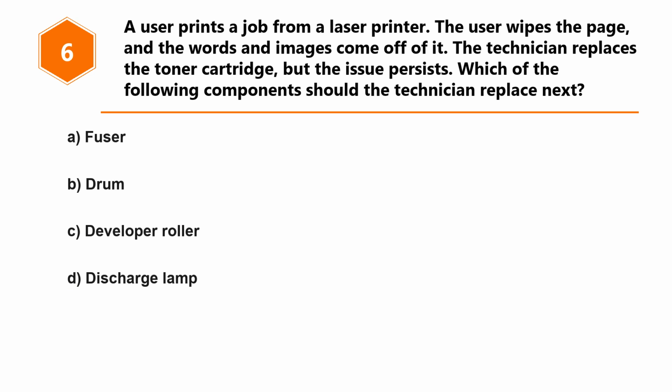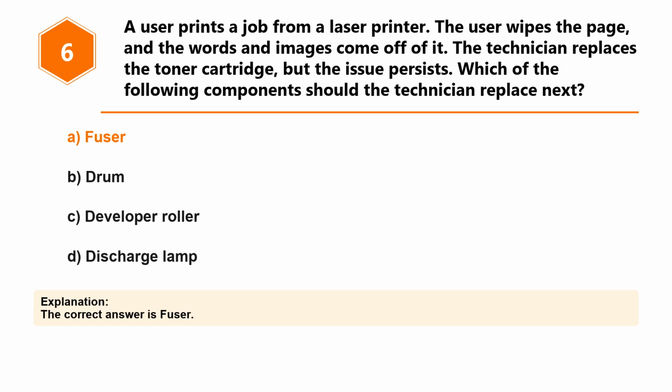Question 6. A user prints a job from a laser printer. The user wipes the page, and the words and images come off of it. The technician replaces the toner cartridge, but the issue persists. Which of the following components should the technician replace next? Option A, Fuser. Option B, Drum. Option C, Developer Roller. Option D, Discharge Lamp. The correct answer is option A, Fuser.